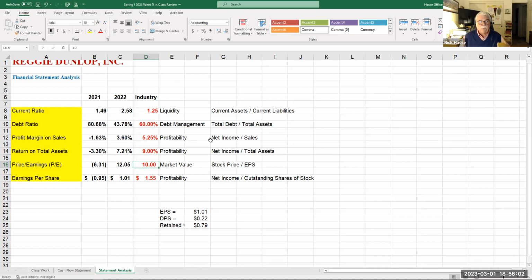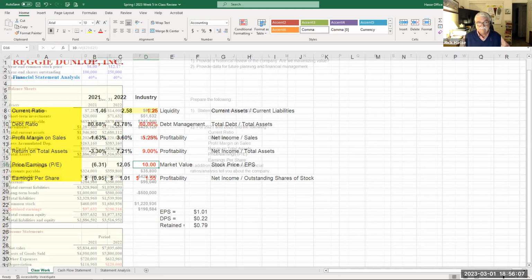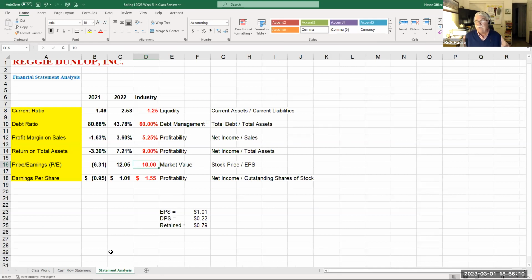But basically what we have just done is we've taken financial statement data and applied it to what is called trend analysis, where we take a look at key relationships of that data: current ratio, debt ratio, profit margin, return on assets, price earnings ratio, and earnings per share, and apply it to our industry, to our competition, and how we are doing.